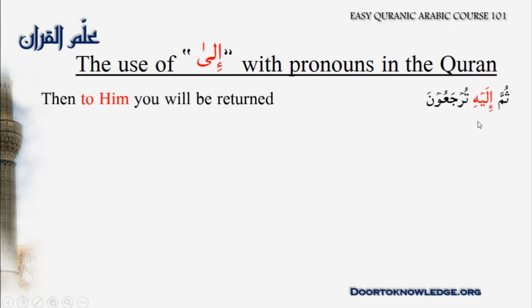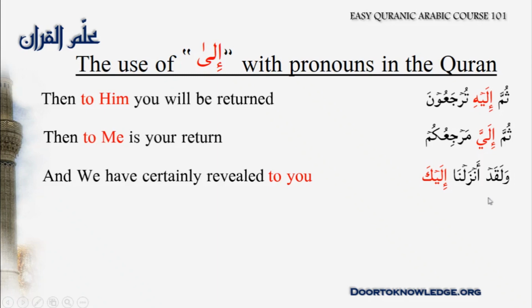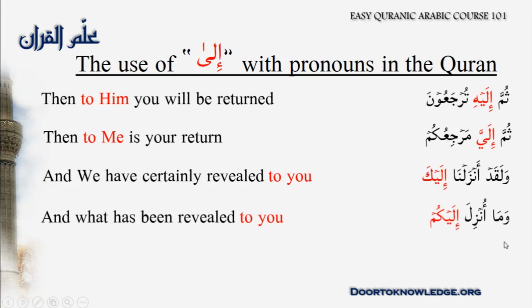The use of ila with pronouns in the Quran. ثُمَّ إِلَيْهِ تُرْجَعُونَ, then to him you will return. إِلَيْهِ, to him. ثُمَّ إِلَيَّ مَرْجِعُكُمْ, then to me is your return. إِلَيَّ, to me. وَلَقَدْ أَنزَلْنَا إِلَيْكَ, and we have certainly revealed to you. إِلَيْكَ, to you. وَمَا أُنزِلَ إِلَيْكُمْ, and what has been revealed to you. إِلَيْكُمْ, to you.